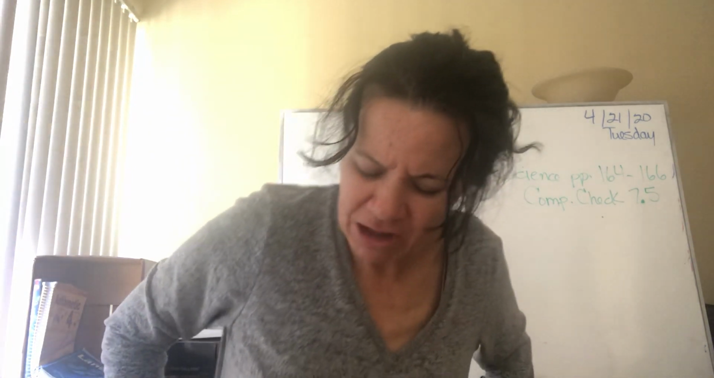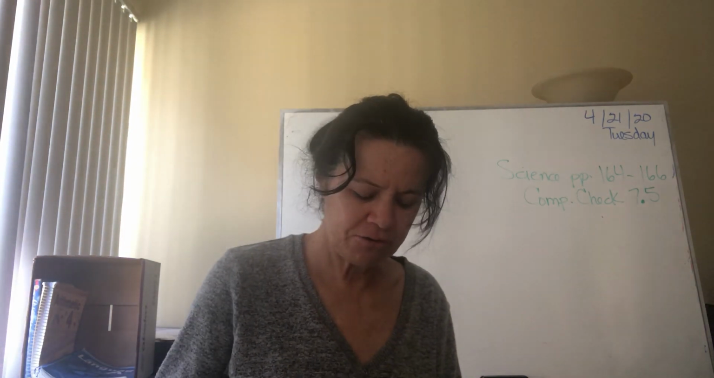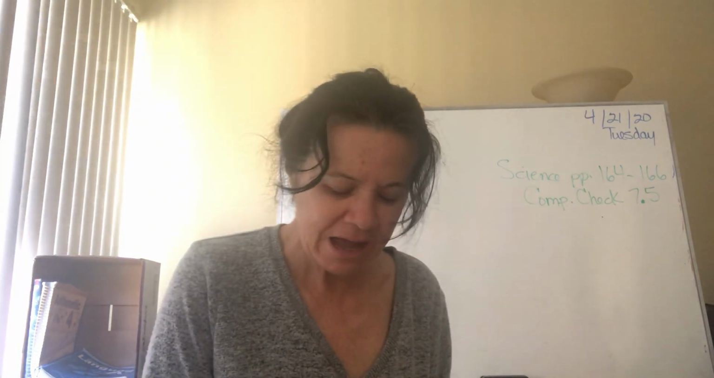Fourth grade, we are working on science today. It's Tuesday, the 21st of April, and we're looking at Compcheck 7.5 entitled Water and Soil, beginning on page 164. So you should have your books all out and ready to go. We're on 164, science, and we are going to first look on page 166 and read the comprehension check questions.